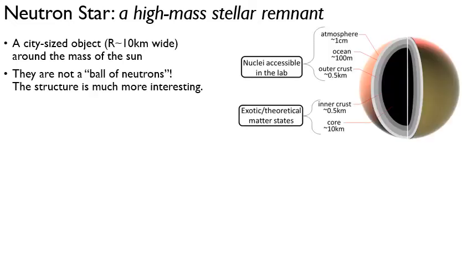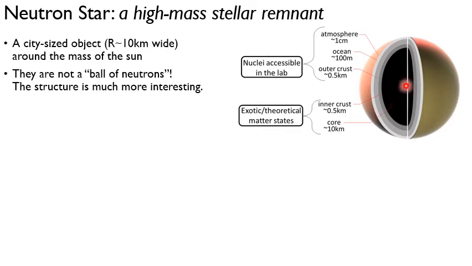The book says that they're a ball of neutrons. That is not true. I take issue with that characterization. It's true they are majority neutrons, but they're far more interesting than that, and the structure is far more complicated than that. So the very outer layers are made of nuclei that we actually can make and study in the lab, and this is one thing I do for my research. As you get deeper into the neutron star, you have extremely exotic nuclei, ones that we can only really theorize. And as you get to the core, we don't even actually know what the core is made of.